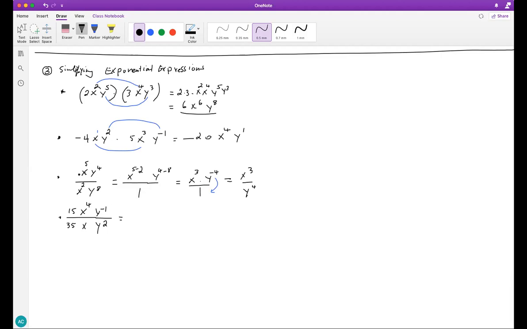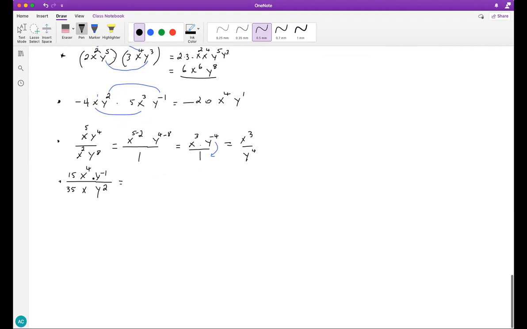Okay, so we want to simplify this as much as possible. Notice that the first one looked like this in the beginning, and once we simplified it, it looks much easier, much simpler. Same thing with this, it turned into this. Now we have to do a few things here to simplify this. What do you think we do first? First, look at this fraction, 15 over 35. Can we reduce that fraction?